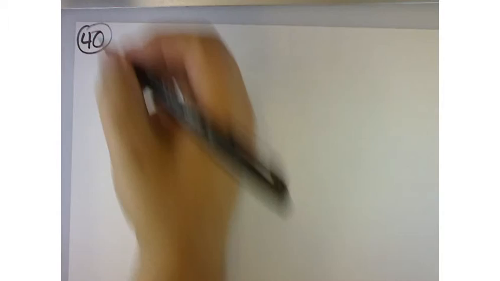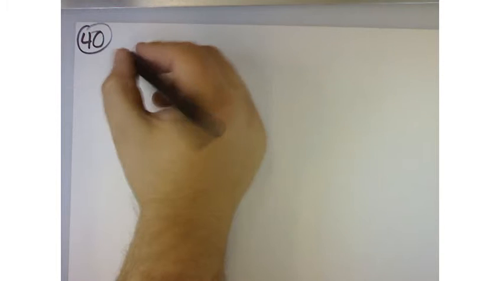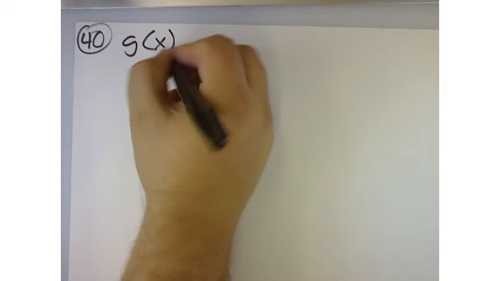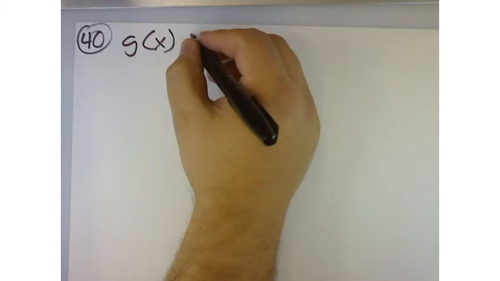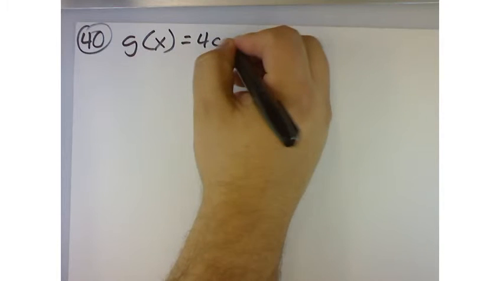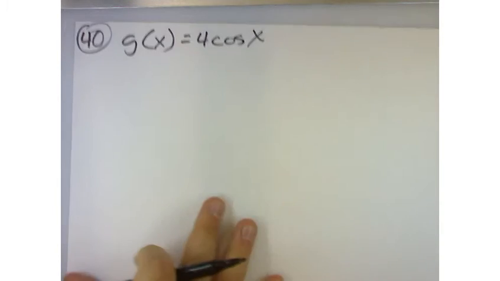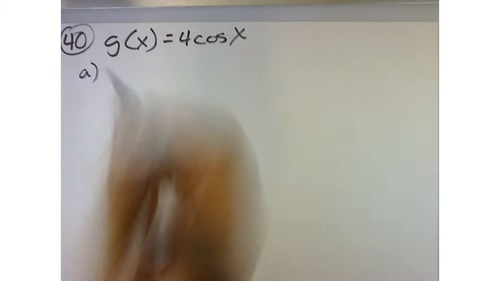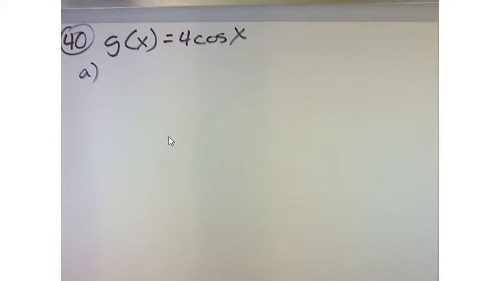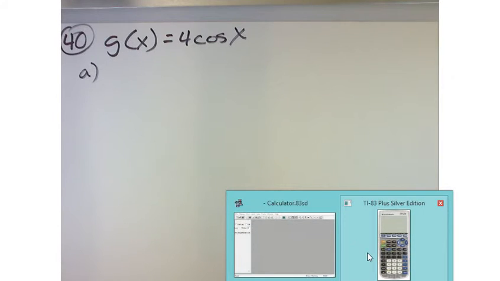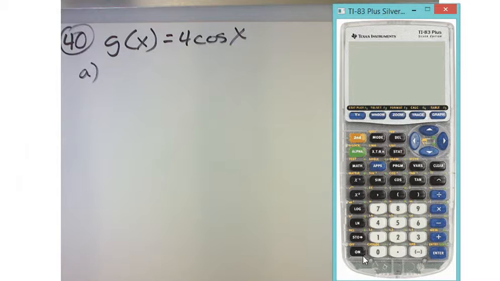So 40, we basically have to do the same thing as 35, except now we have g of x for cosine of x. Alright, so part A wants us to figure out the minimums and maximums. So the first thing I want to do is record or graph this.